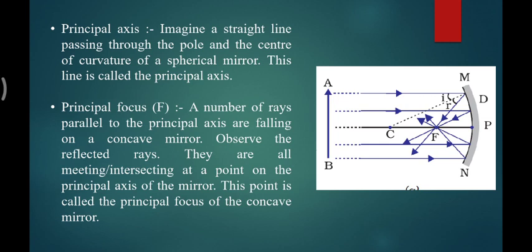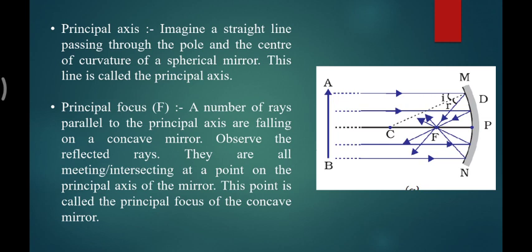All others are imaginary things. The imaginary line which passes through the C point and P point, the imaginary straight line passing through the pole and center of curvature, is named the principal axis. It's very clear. Okay, go ahead.